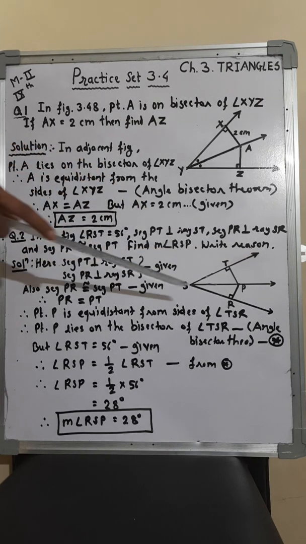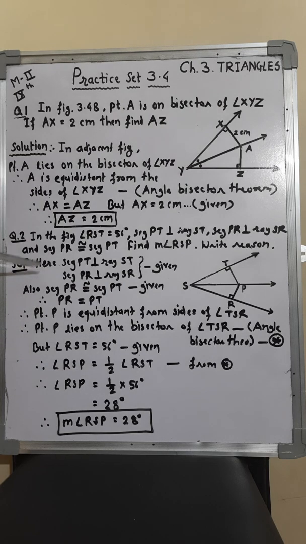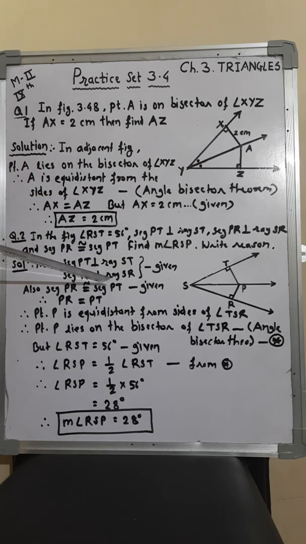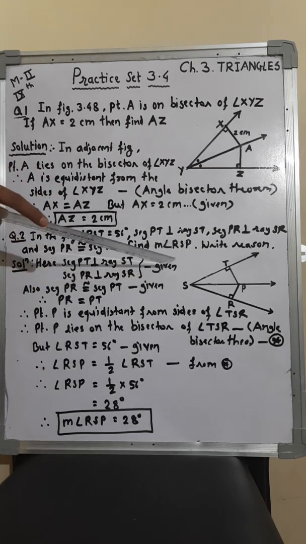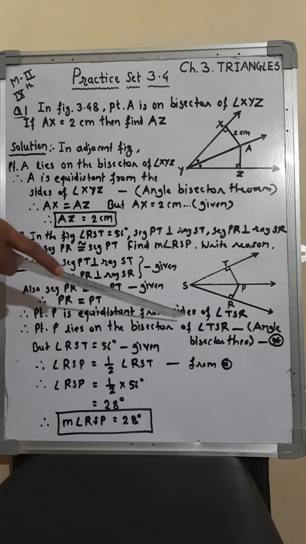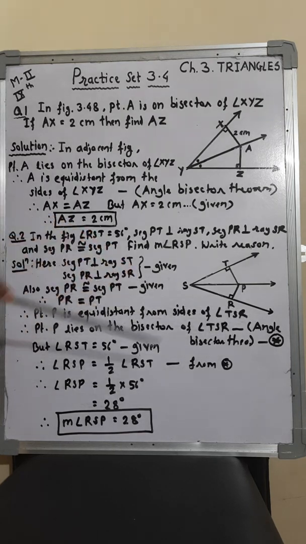Now the solution. Observe the figure carefully and try to solve it. Here segment PT is perpendicular on ray ST. Segment PR is perpendicular on ray SR which is given. Again segment PR is congruent to segment PT which is also given. Therefore PR equal to PT. Therefore point P is equidistant from the sides of angle TSR.